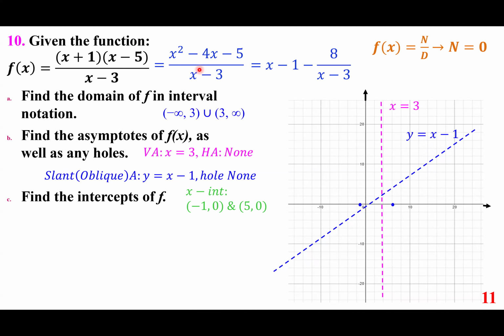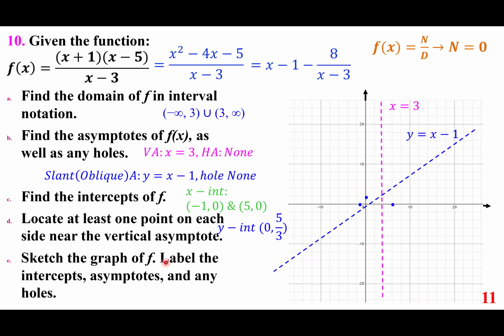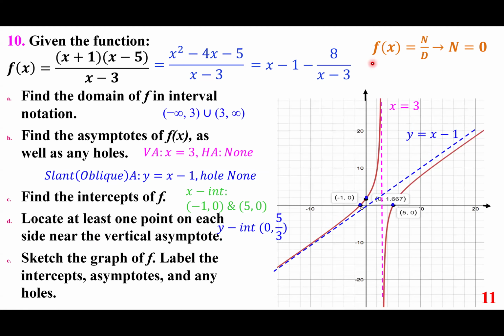The y-intercept, it's easier to go with this one, 0 here. So you get minus 5 over minus 3. The answer is 5/3. 0, 5/3 is located. And I hope you see that. You want to graph it. It says locate at least 1 point on each side, and so on and so forth. Here's your vertical asymptote. On this side, I have 1 point, so that would be the graph. On this side, I have 2 points, that would be the graph. So I don't need more points, and that's the final answer.